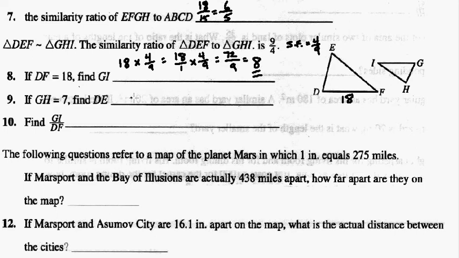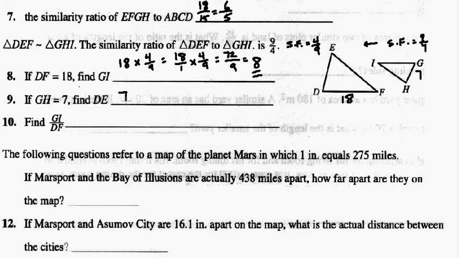GH is 7. Find DE. Well, what we're going to do then is we're going to go 7. Now the scale factor going the opposite direction. So remember, this scale factor 4/9 is going from larger to smaller. Now if I'm going the opposite direction, so going right to left, my scale factor will be 9/4.